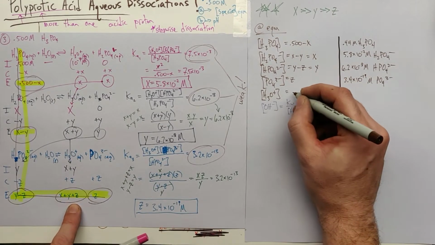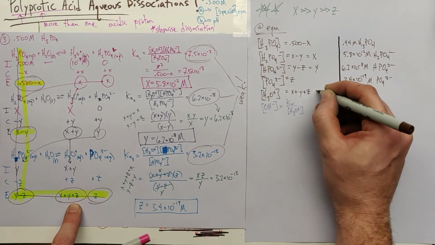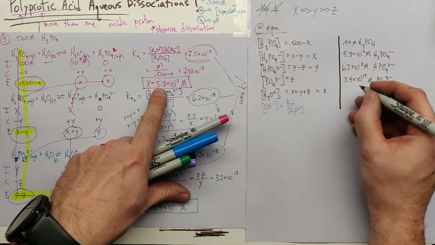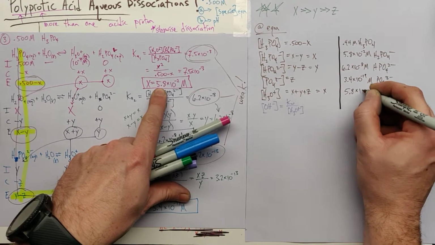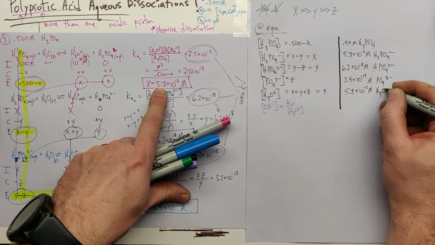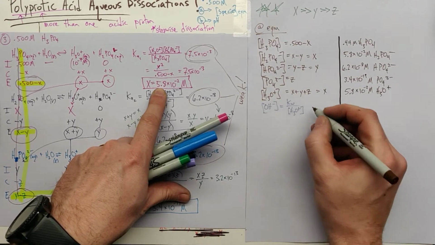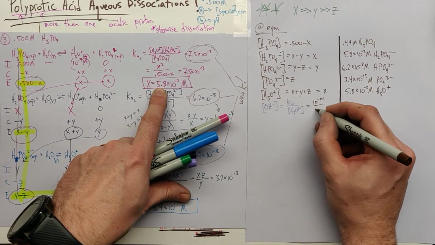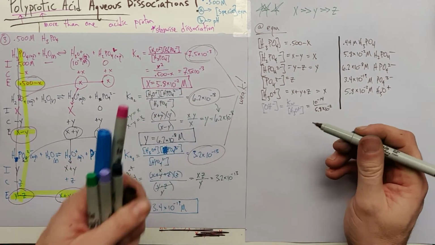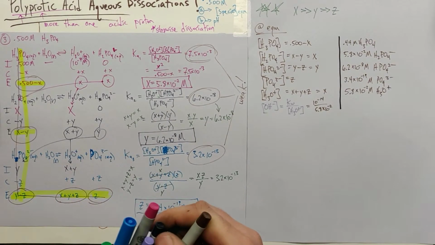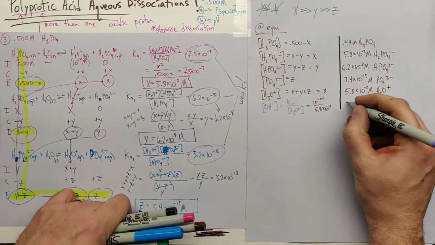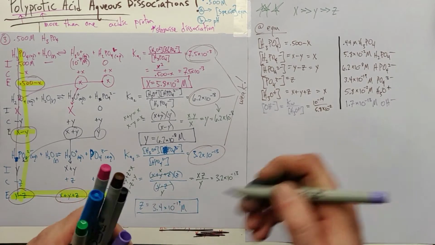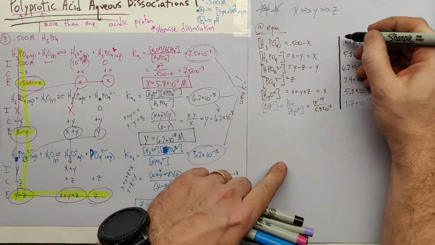And then H3O plus was supposed to be X plus Y plus Z, which we established would just be X because X is so much bigger than Y and Z. And X was 5.8 times 10 to the minus 2 molar. Calculating our KW over H3O plus, that was 10 to the minus 14th over 5.8 times 10 to the minus 2. We end up with a hydroxide ion concentration of 1.7 times 10 to the minus 13th. And that is our answer to part A.